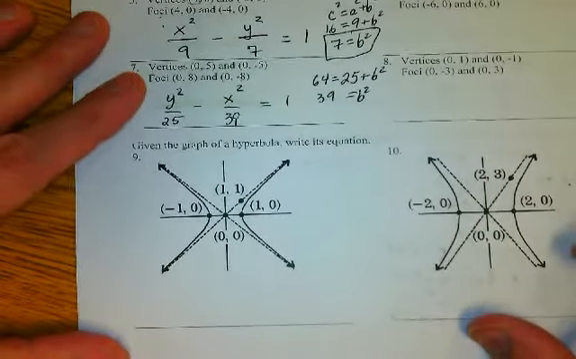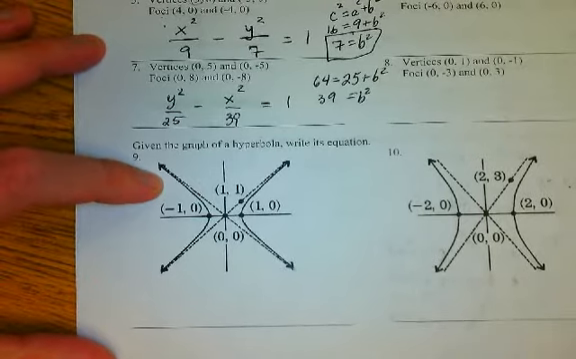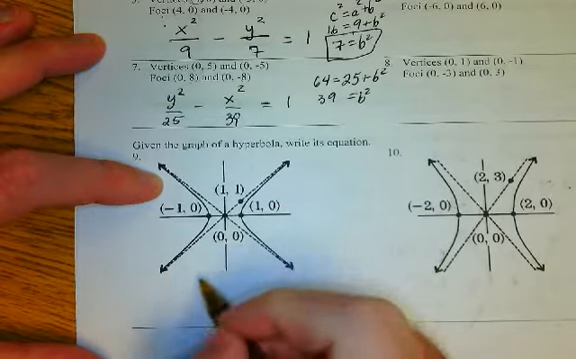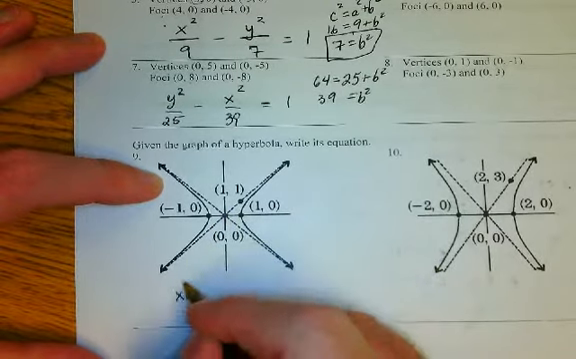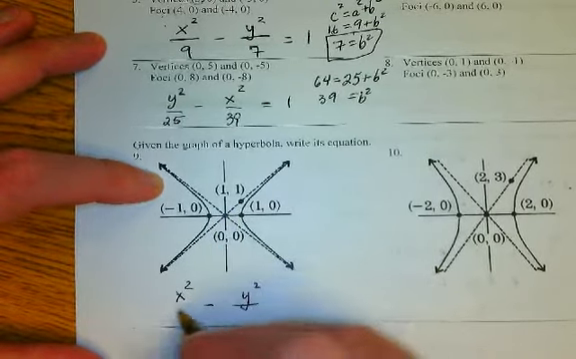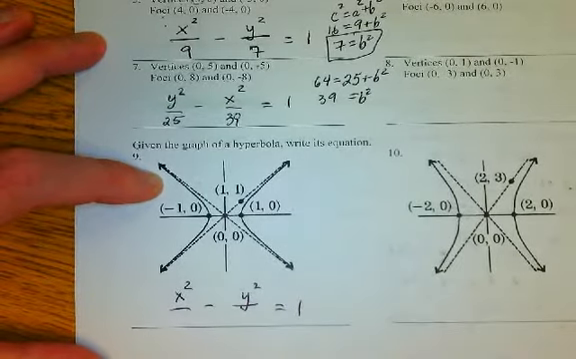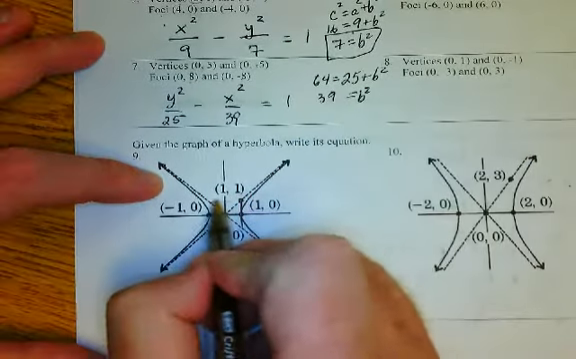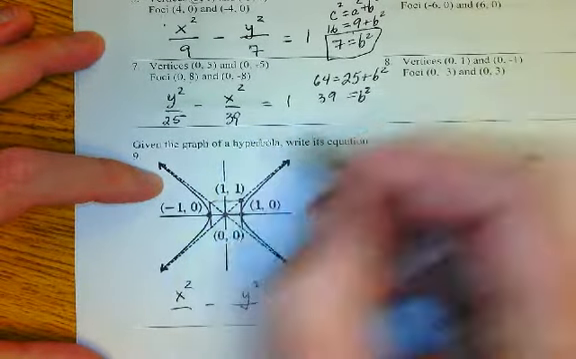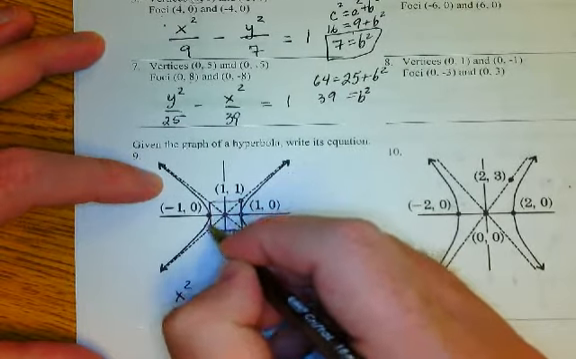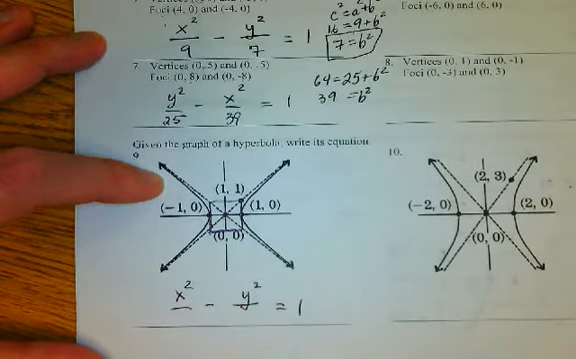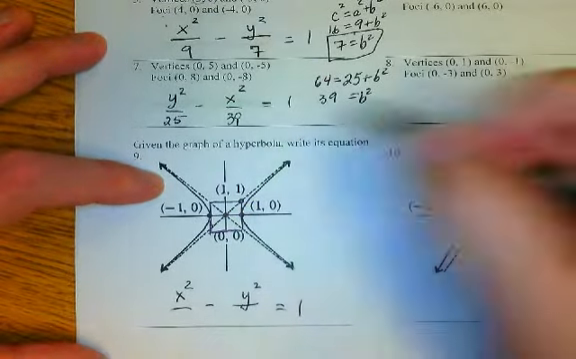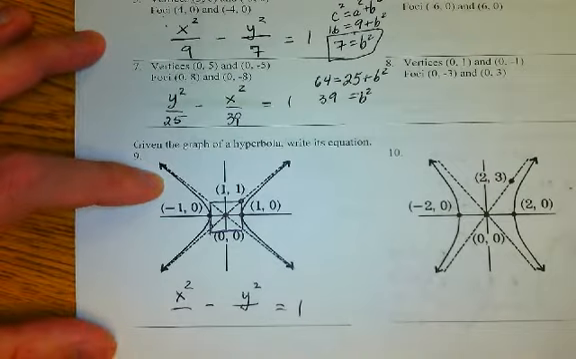Alright, going backwards, what if I give you the graph and you write the equation? Same exact idea. I understand that it's opening left and right, and my center is 0, 0, so this has to be an x squared minus a y squared equal to 1. To find the a value, I'm going to connect the foci and the corners of the asymptote. That's my little box right there, and it's going to tell me what the A and B numbers are.